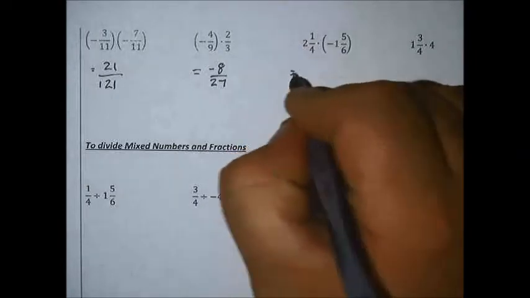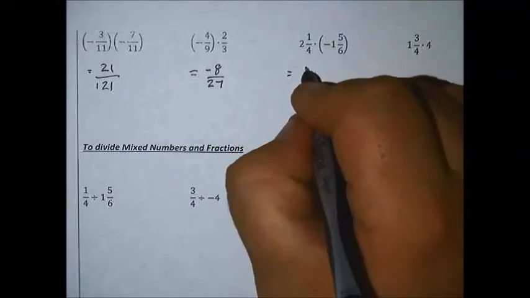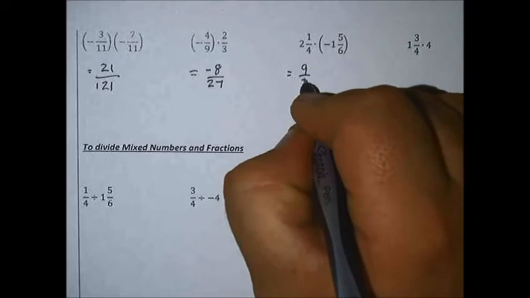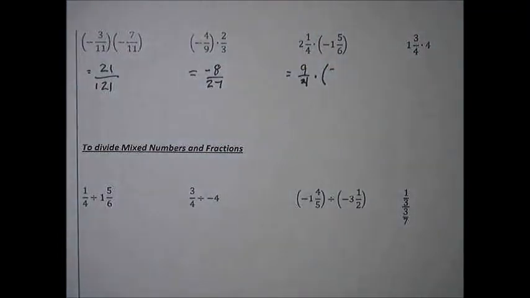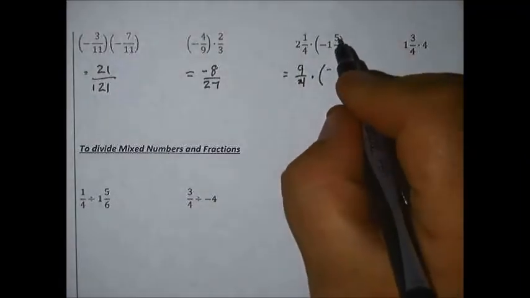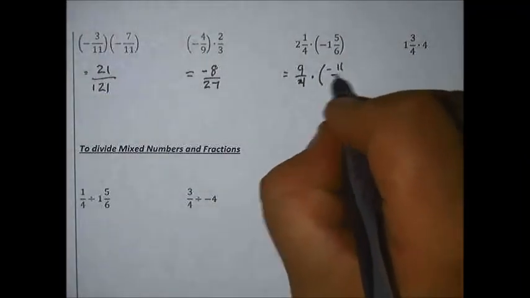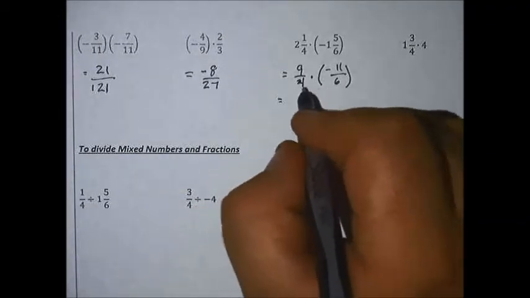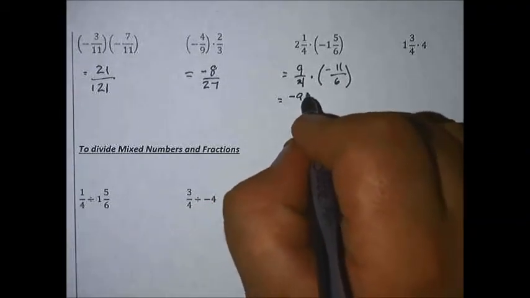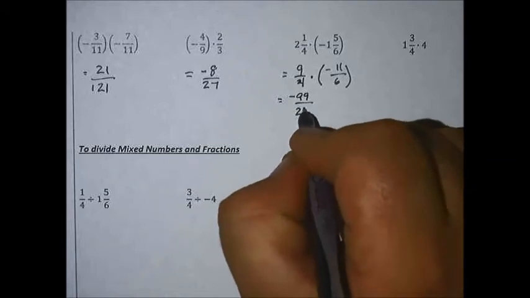I have mixed numbers. Uh-oh. 2 times 4 is 8 plus 1 is 9. So 9/4 times, we have a negative. 6 times 1 is 6, plus 5 is 11. So I have 11 over 6 there. Multiply the top by the top. That's going to be a negative 99 over 24.